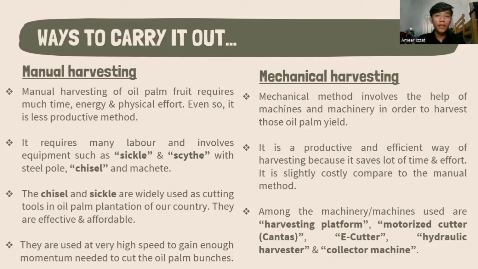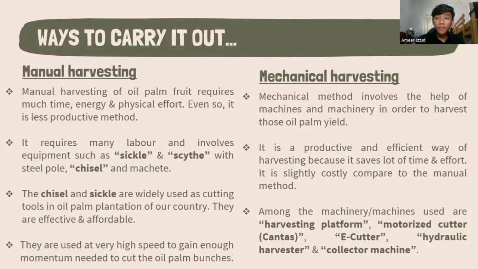For manual harvesting, it requires much time, energy, and physical effort. Even so, it is a less productive method. It requires many laborers and involves equipment such as sickle and scythe, chisel, and machete. The chisel and sickle are widely used as cutting tools in oil palm plantations in our country because they are effective and affordable. They are also used at very high speed to gain enough momentum needed to cut the oil palm bunches.